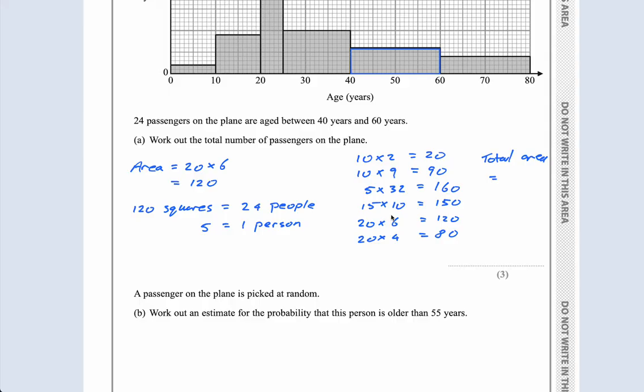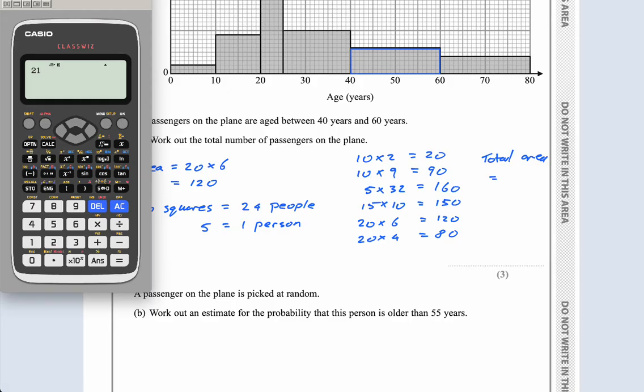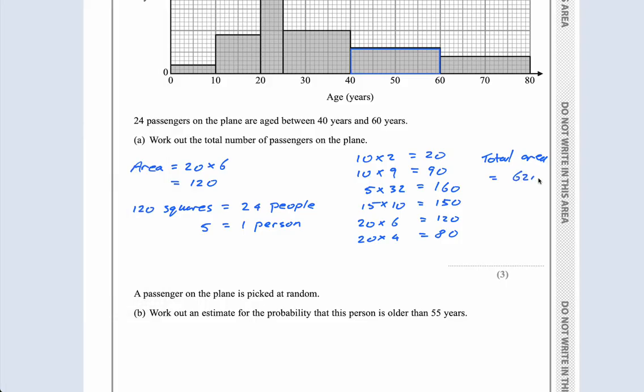So all of these added together, let's take out our calculator, guys, so we don't make a mistake. 20 plus 90 plus 160 plus 150 plus 120 plus 80 is 620. So the total area is 620. And then I need to do 620 divided by 5, because remember 5 represents one person.